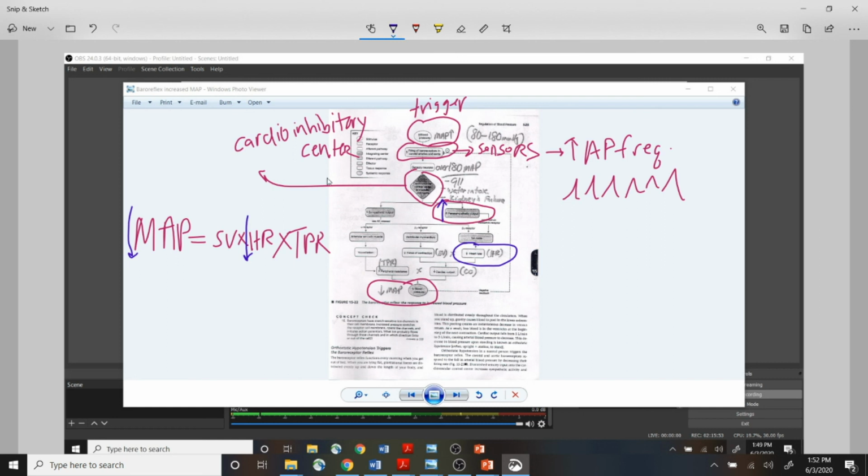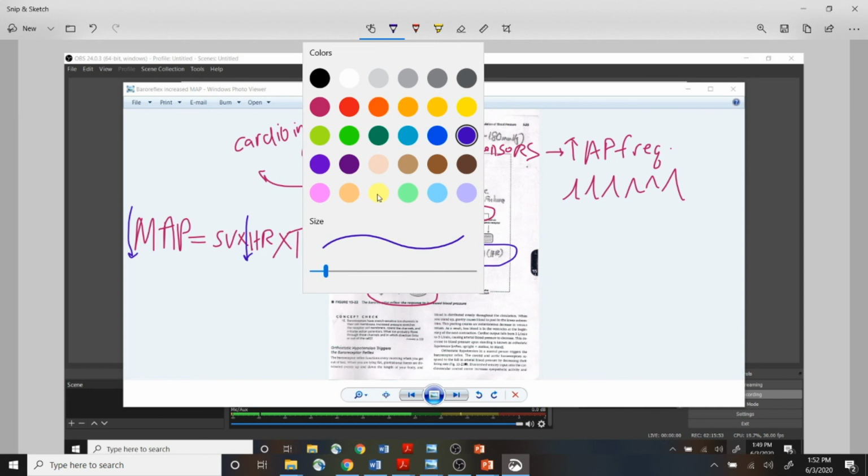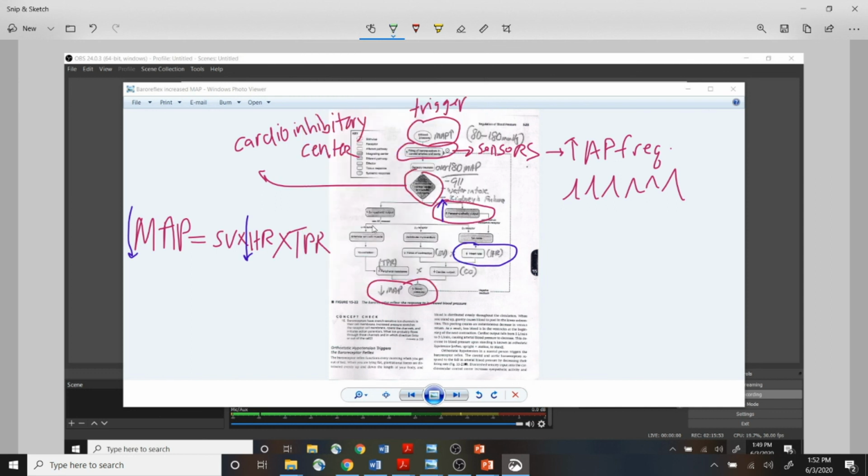Now, you can see green here. Why is this happening? Vasodilation, decreased stroke volume, decreased, well, vasodilation was causing decreased total peripheral resistance. So decreased TPR. Why are these two things happening?